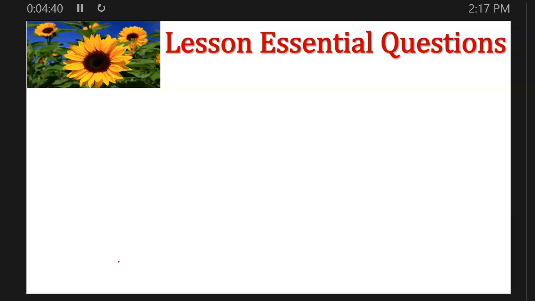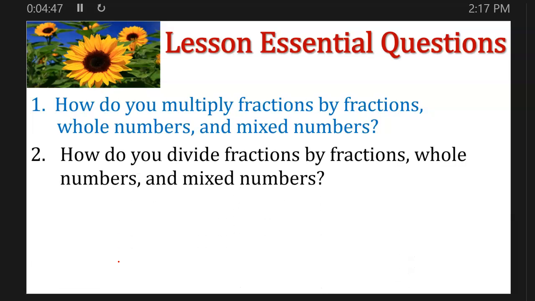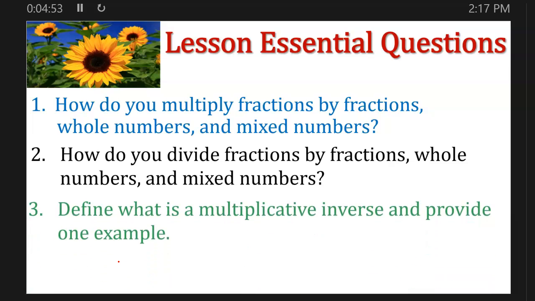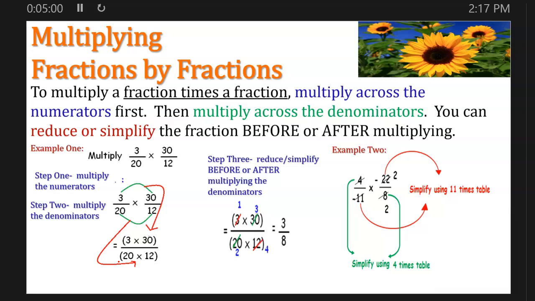All right, our 3 lesson essential questions for today are: how do you multiply fractions by fractions, whole numbers, and mixed numbers? How do you divide fractions by fractions, whole numbers, and mixed numbers? And define what is a multiplicative inverse and provide an example. Okay, so multiplying fractions by fractions.